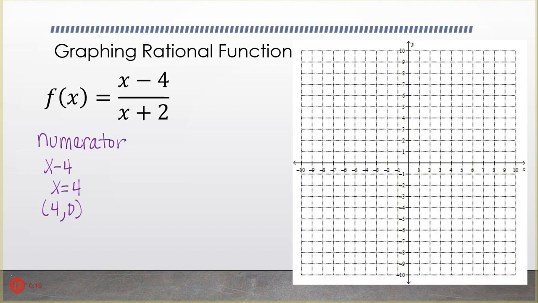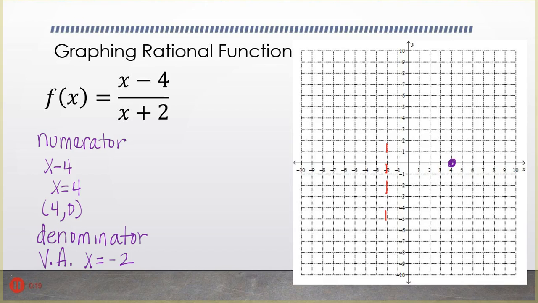Our denominator is x plus 2. And when you set that equal to 0, you get your vertical asymptote. So that's x equals negative 2. So let me go ahead and plot my x-intercept, which is at 4. And then I'm also going to draw in my vertical asymptote at x equals negative 2.